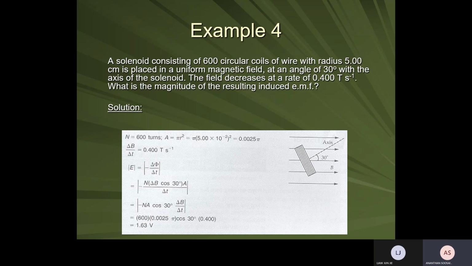This question is slightly different because the B over t is packed together to give you the rate of change of magnetic field strength. So EMF can be generated either by turning the coil or by changing the strength of the magnetic field.